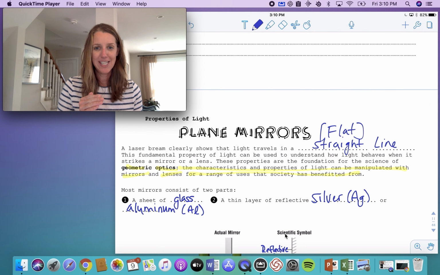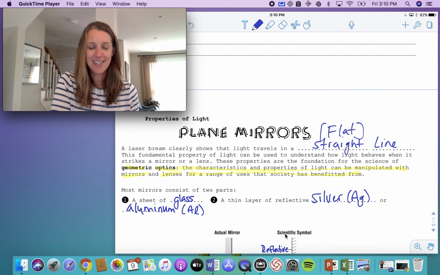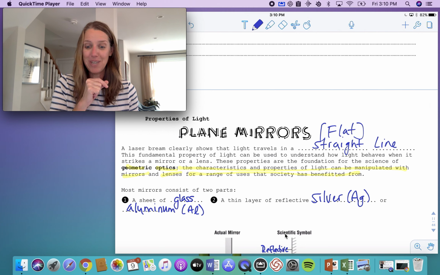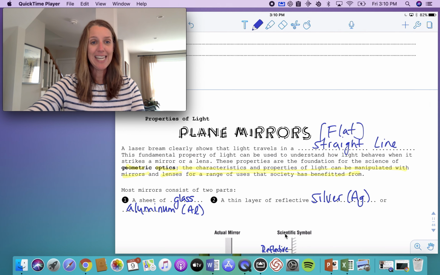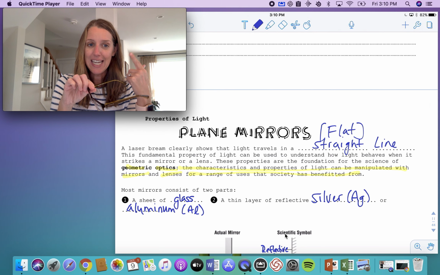The characteristics and properties of light can be manipulated with mirrors and lenses for a range of uses that society has benefited from. You obviously understand some of the benefits of lenses because maybe you wear contact lenses, or definitely you know somebody that wears glasses. Well, the lenses in glasses do something to distort the light as well, don't they? They change where the focal point of the image is in your eye so that your brain reads it as an image that is crisp and clear.